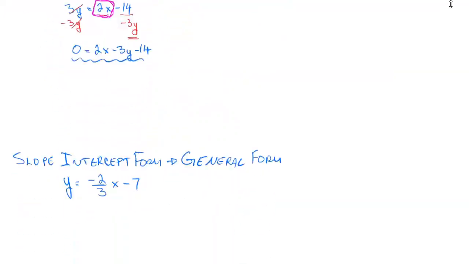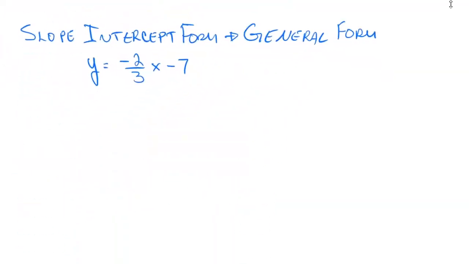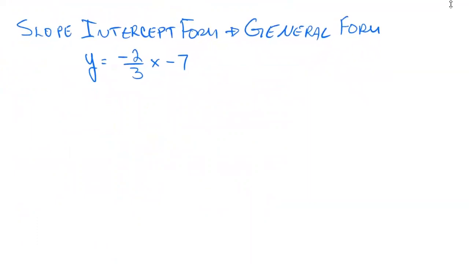Now let's move on to slope-intercept form to general form. Now you have to understand and realize that these are different processes. So the steps to do these questions look similar, but they are different. Not necessarily the steps, but the outcome when you multiply to get rid of a fraction.